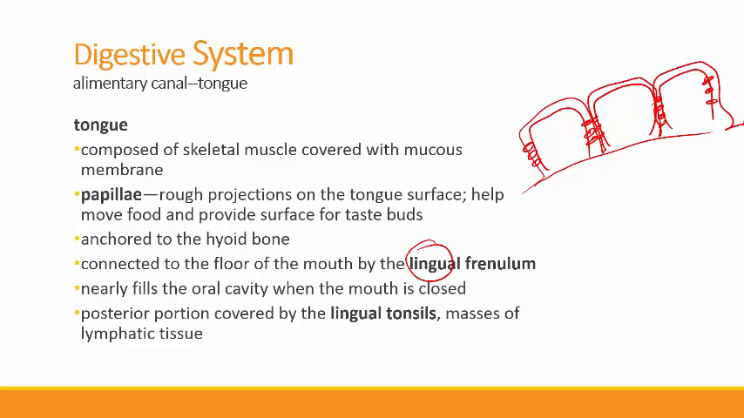The tongue, actually, close your mouth and let your tongue relax. It nearly fills up the oral cavity when the mouth is closed. And if you could probe all the way back to the back of the tongue without gagging, you would see that it is covered, on both right and left side, by two masses of lymphatic tissue called the lingual tonsils. So there's where two of the tonsils are found, that are found in the oropharynx.